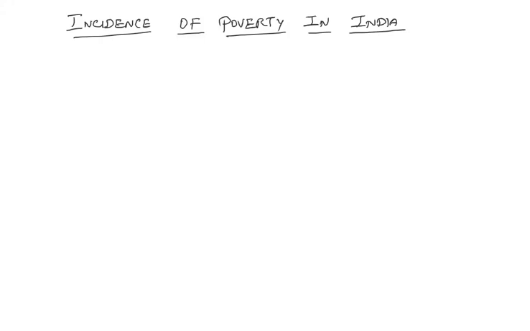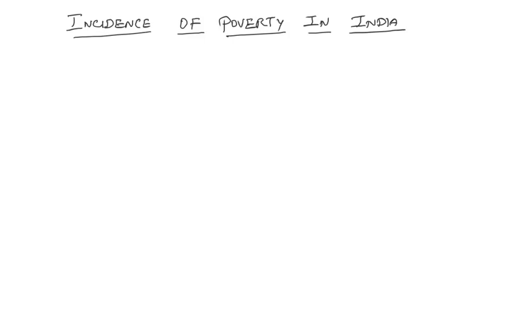In this class, we'll continue with poverty in India. In the previous class, I explained the meaning of poverty and the various types of poverty, absolute and relative poverty. Absolute poverty is when a person is not able to consume even the basic necessities of life.